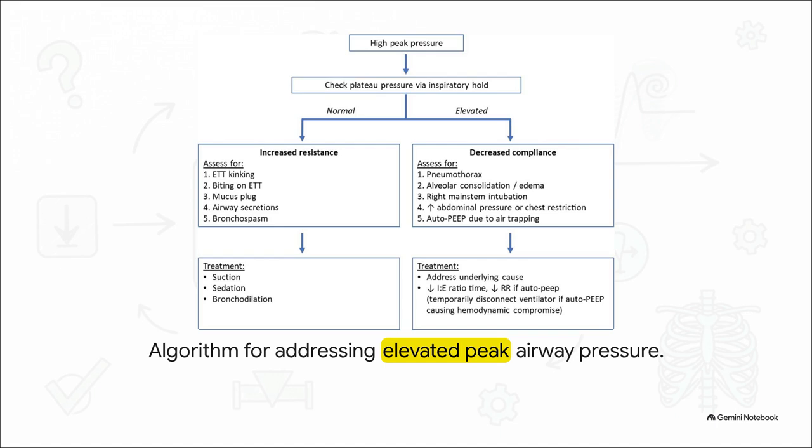If the plateau pressure is normal, you know you're fighting increased airway resistance. So maybe the tube is kinked, they're biting it, or there's a mucus plug. But if that plateau pressure is elevated, you're dealing with decreased lung compliance, meaning the lung tissue itself is the issue, like a pneumothorax or fluid filling the alveoli.